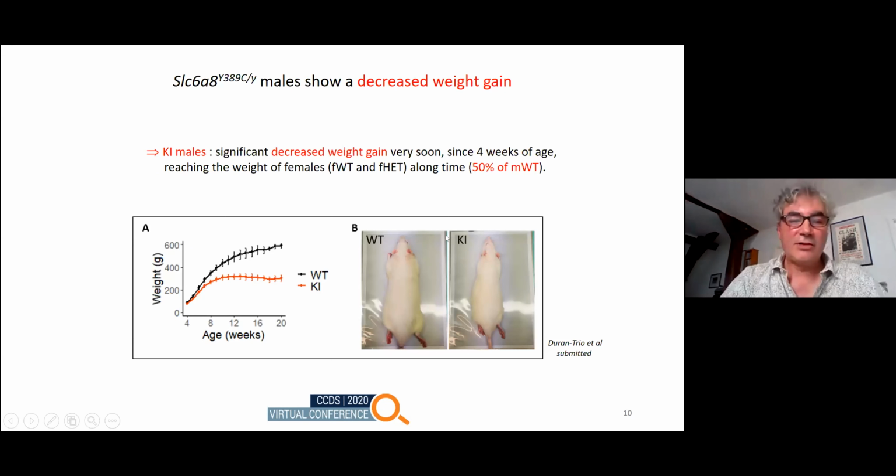Our knock-in rats show decreased weight gain. It's very similar to what is observed in the mouse strain, the one that Laura just presented before. You see here the acquisition of weight over time. At 20 weeks of age, it's about half the weight of a wild-type rat for the males.